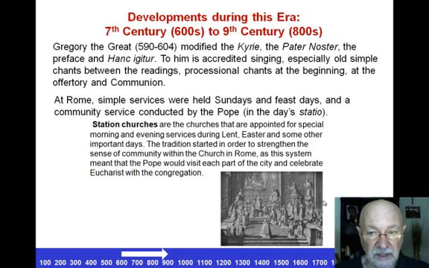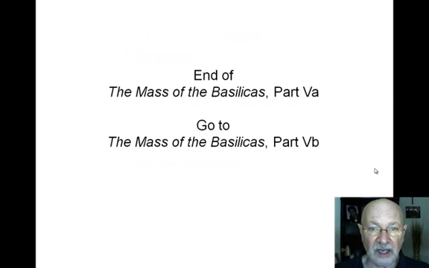Gregory the Great modified the Kyrie, the Our Father, the Pater Noster, the preface, and the Hanc Igitur. To him is credited singing, especially old simple chants between the readings, processional chants at the beginning, and the offertory and communion chants. In Rome, simple services were held Sundays and feast days, and a community service conducted by the Pope, we'll learn more about that soon, in the day's statio, or station. The station churches were churches appointed for special morning and evening services during Lent, Easter, and some other important days. The tradition started in order to strengthen the sense of community within the church in Rome, as this system meant the Pope would visit each part of the city and celebrate Eucharist with the congregation.